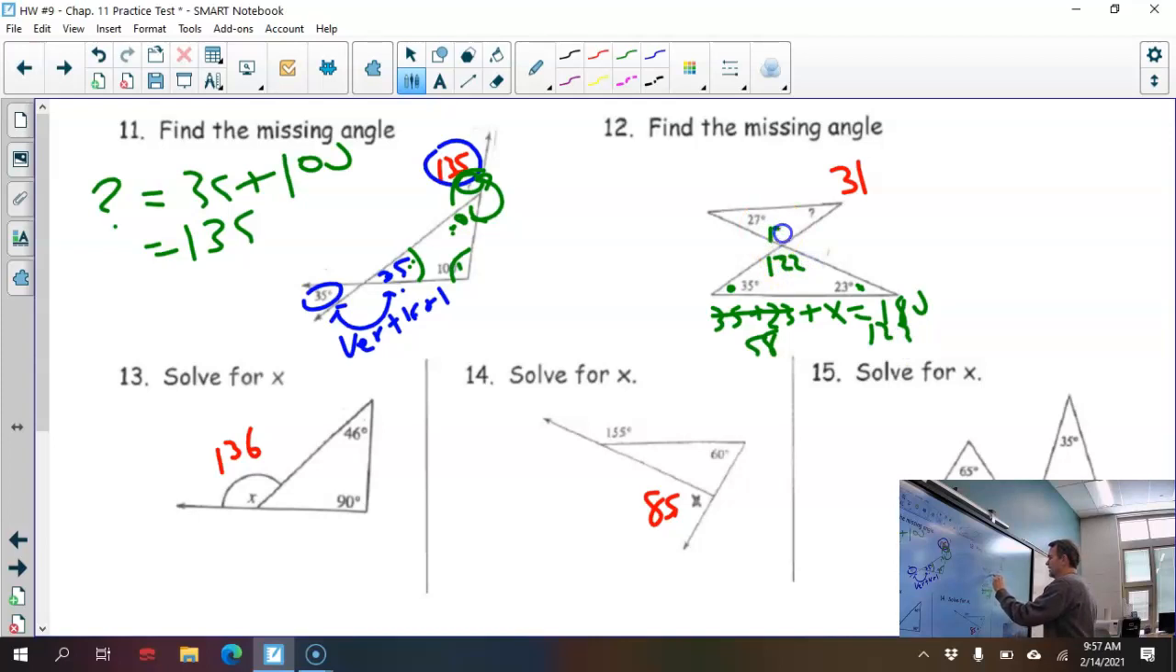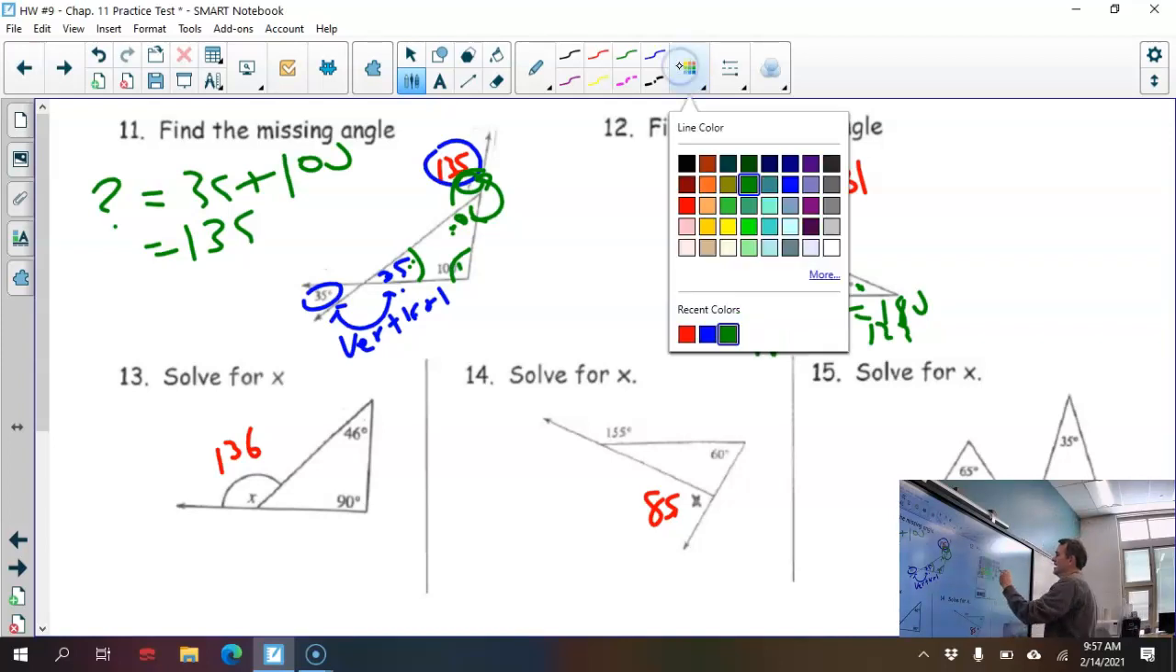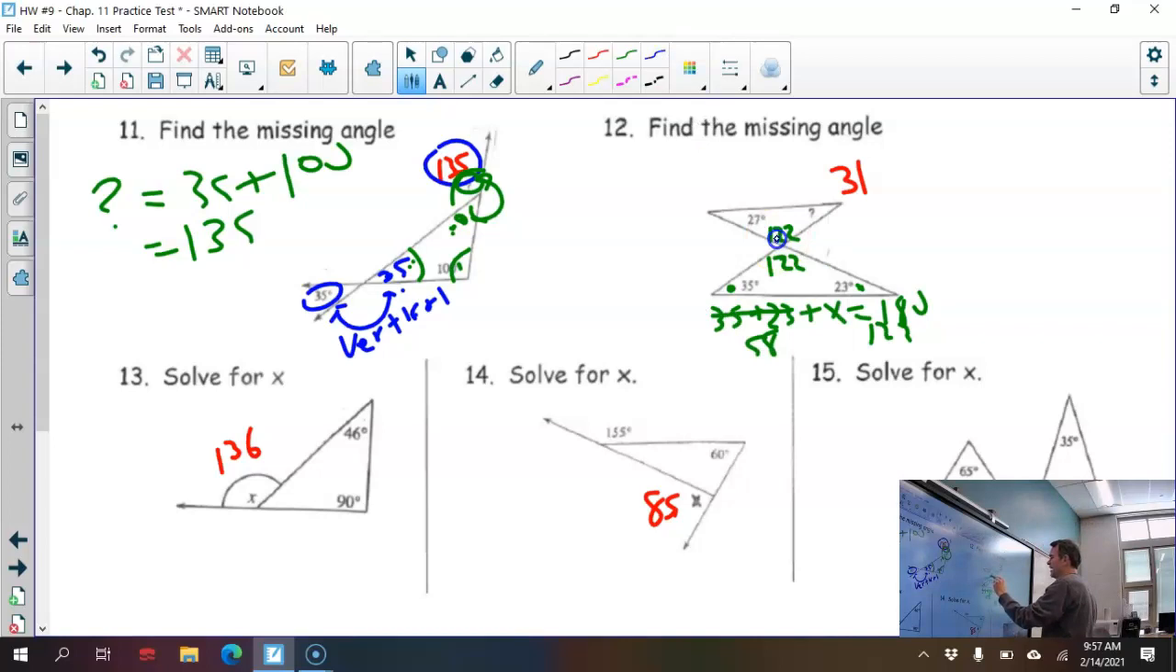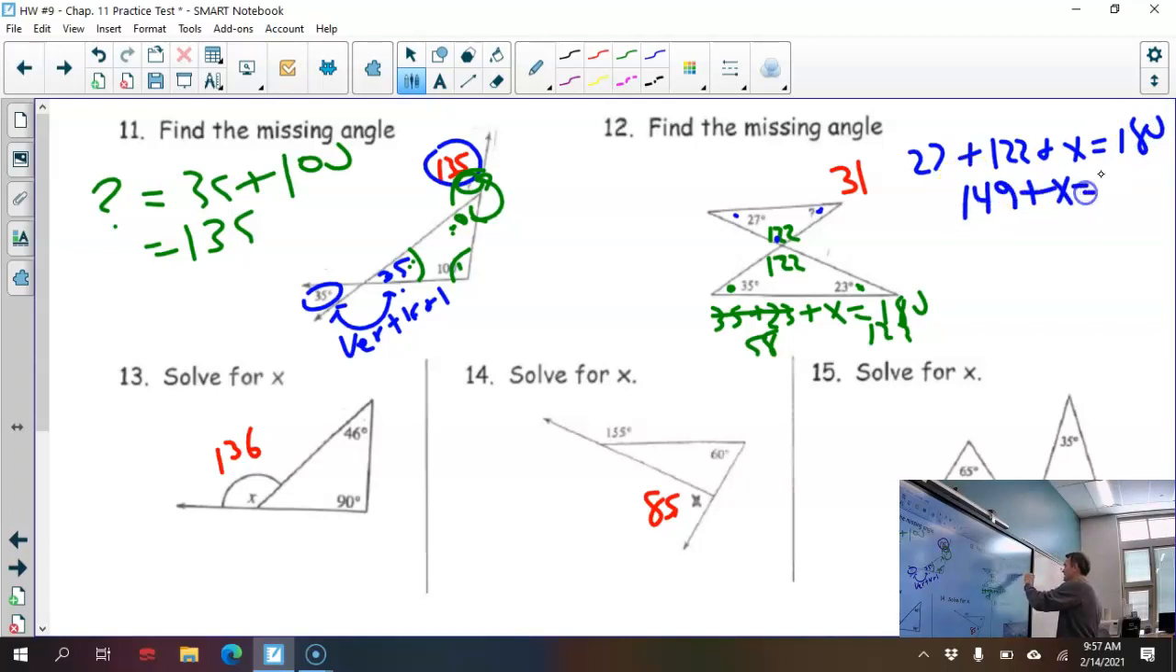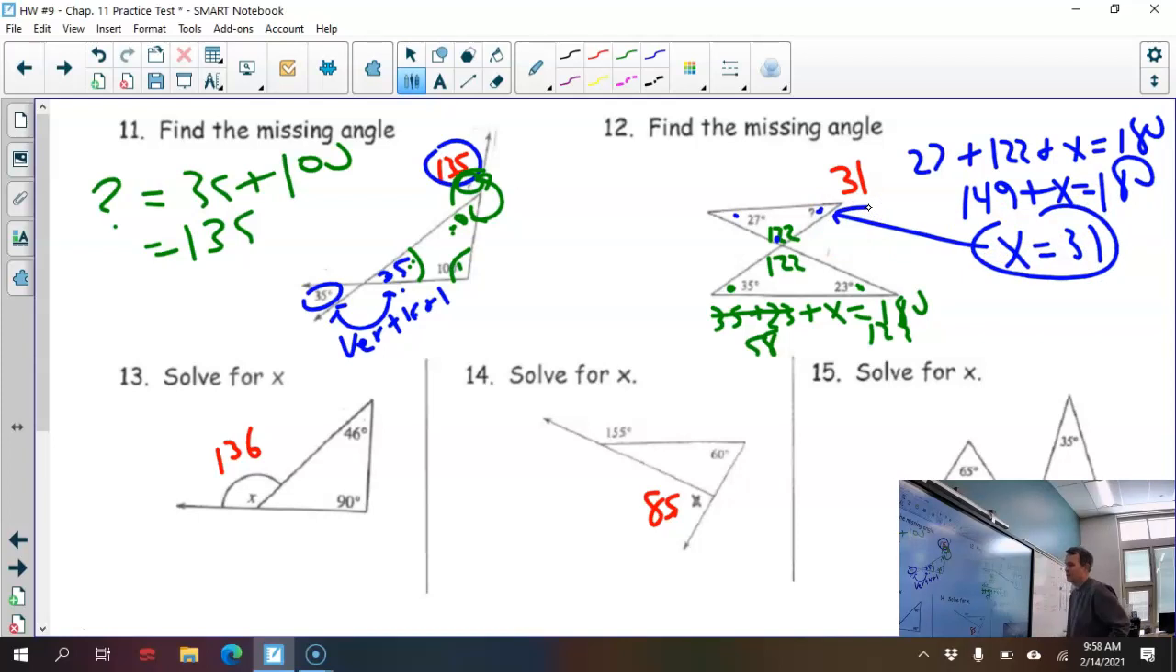And then I can get this angle is also 122 because those 2 angles are vertical angles, so they're equal. And then finally, this angle and this angle and this angle, in that triangle, they add up to 180. So 27 plus 122 plus x equals 180. That'd be 149 plus x. And so finally, if I subtract 149, I get that angle is 31.